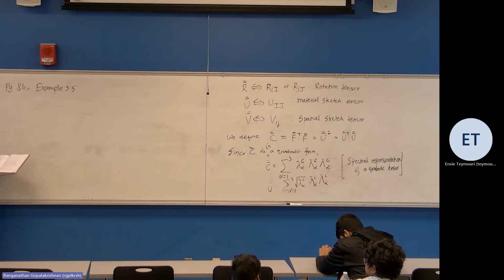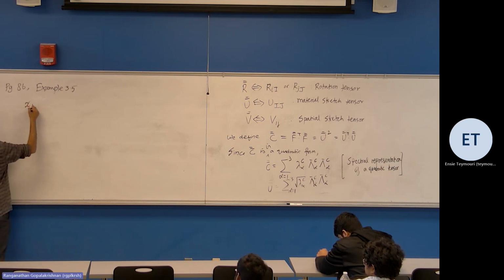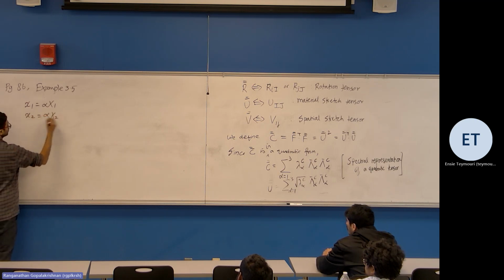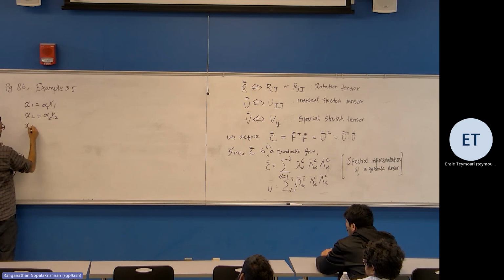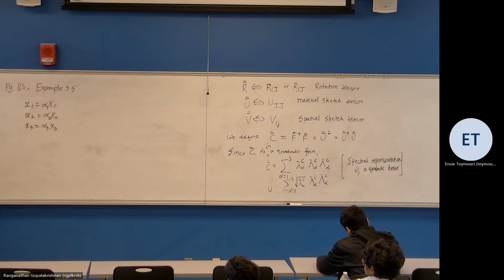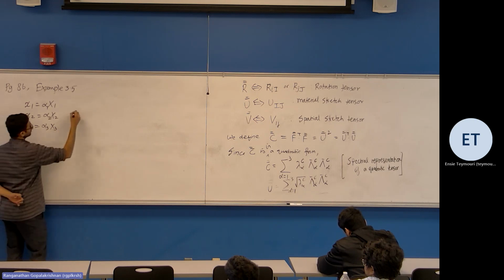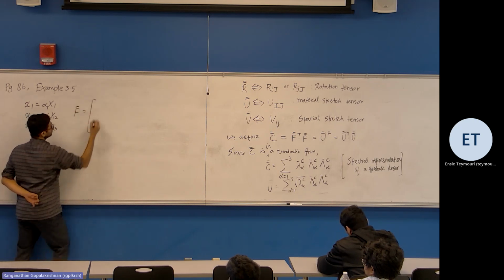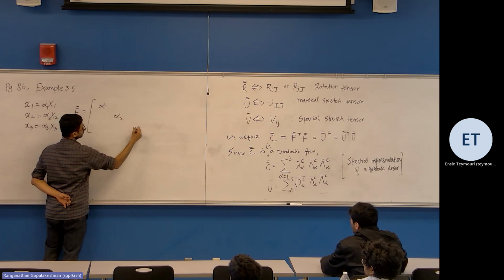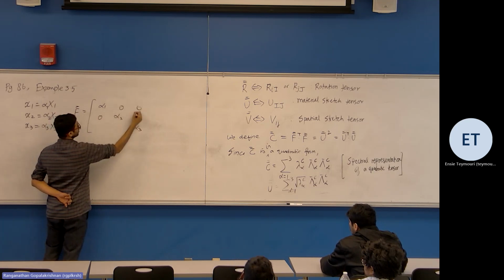So uniform stretching. What is the deformation mapping for uniform stretching? x1 equal to alpha 1 X1, x2 equal to alpha 2 X2, x3 equals alpha 3 X3. What is the deformation gradient for this? F is equal to alpha 1, alpha 2, alpha 3 along the diagonal, remaining are all zeros.